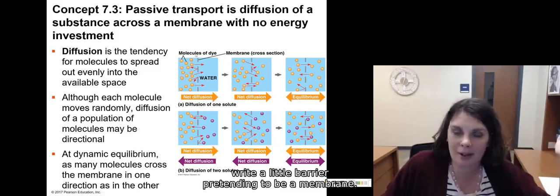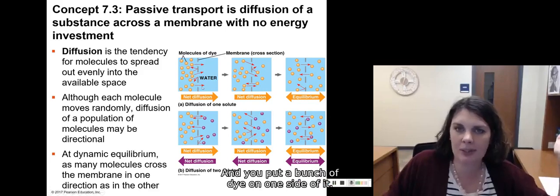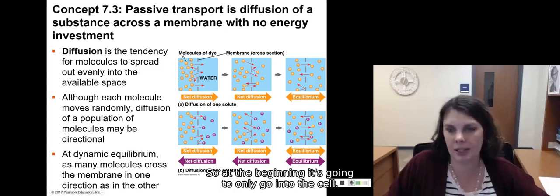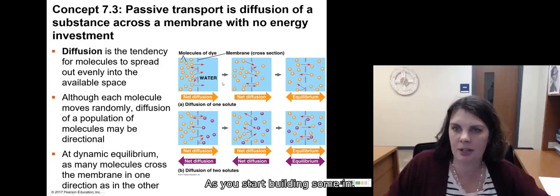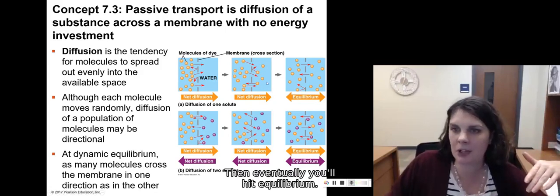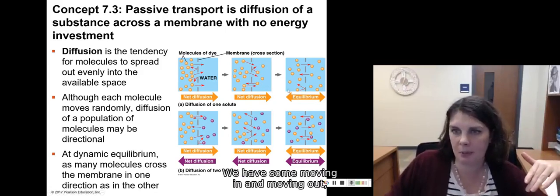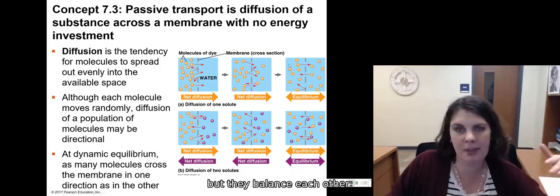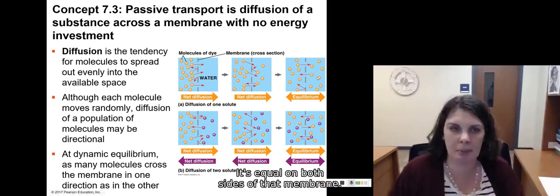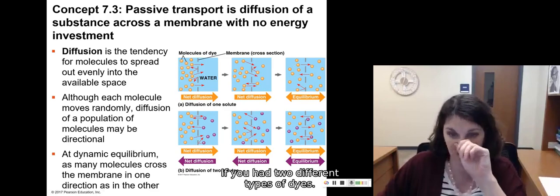So here, we have a pseudomembrane, right? A little barrier pretending to be a membrane, and you put a bunch of dye on one side of it. It's going to cross back and forth here. So at the beginning, it's going to only go into the cell. As you start building some in, you'll have some go in and some go out, but mostly it's moving in. And then eventually you'll hit equilibrium, where you have some moving in and some moving out, but they balance each other, so you're at equilibrium. It's equal on both sides of that membrane.